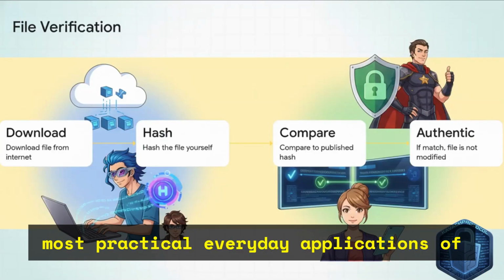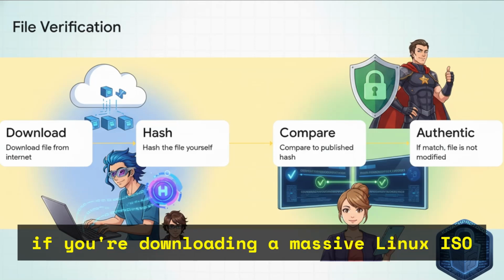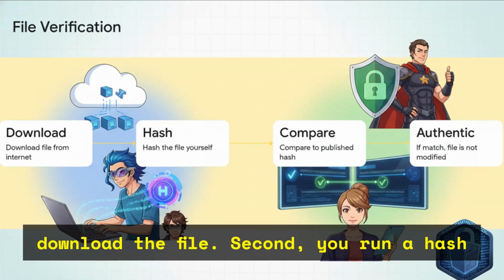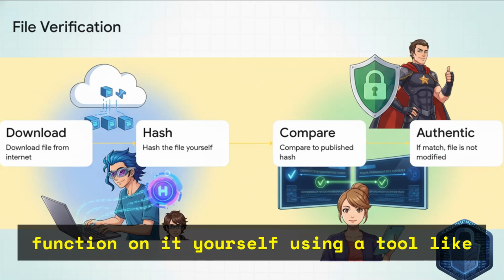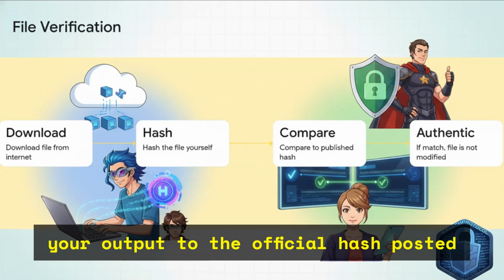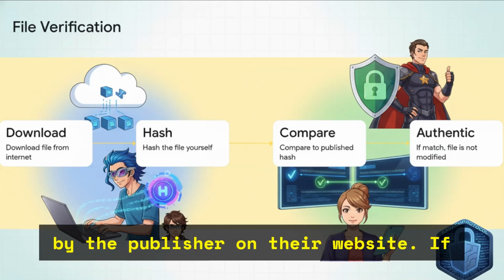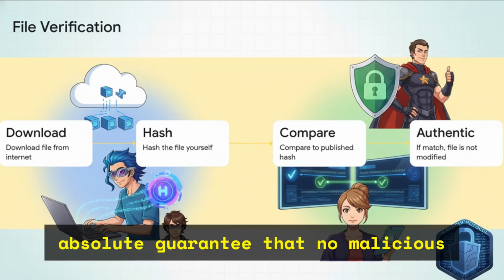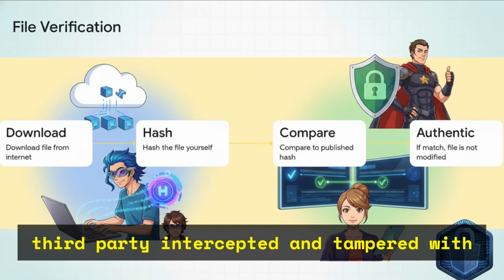Here is one of the most practical, everyday applications of this: verifying software downloads, like if you're downloading a massive Linux ISO file. It's super simple. First, you download the file. Second, you run a hash function on it yourself using a tool like SHA-256-SUM. Finally, you just compare your output to the official hash posted by the publisher on their website. If those match perfectly, you have an absolute guarantee that no malicious third party intercepted and tampered with your download.